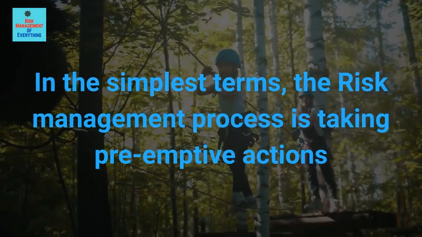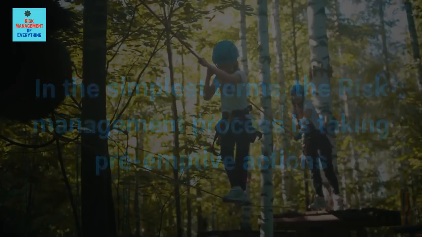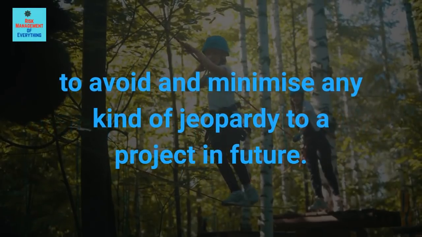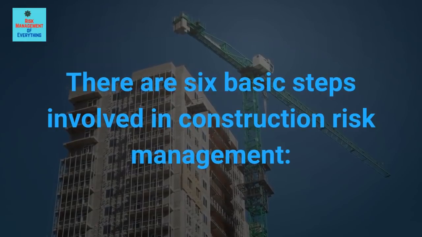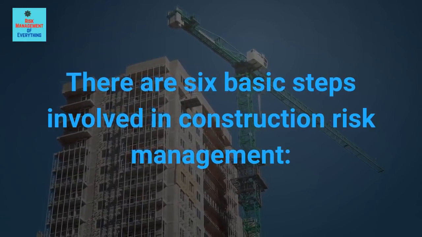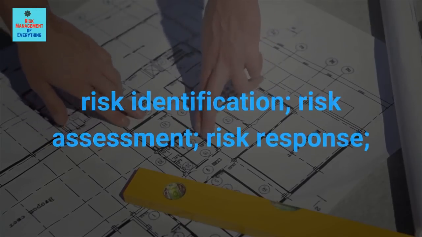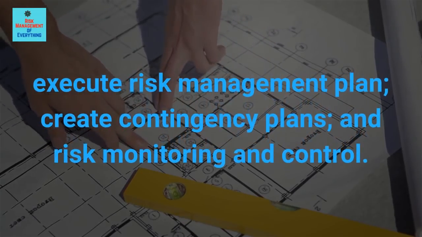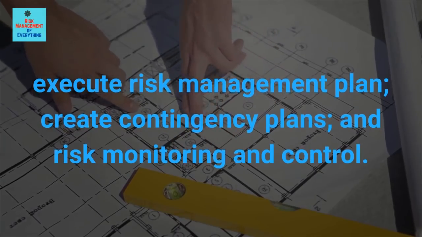In the simplest terms, the risk management process is taking preemptive actions to avoid and minimize any kind of jeopardy to a project in future. There are 6 basic steps involved in construction risk management: risk identification, risk assessment, risk response, execute risk management plan, create contingency plans, and risk monitoring and control.